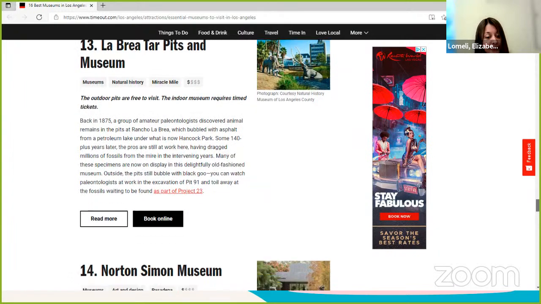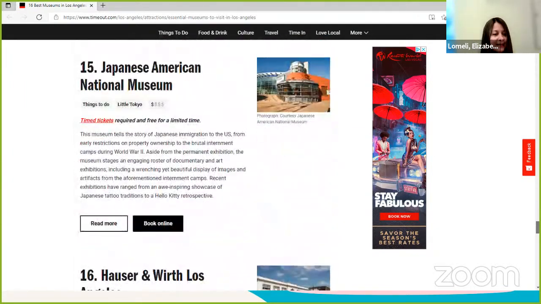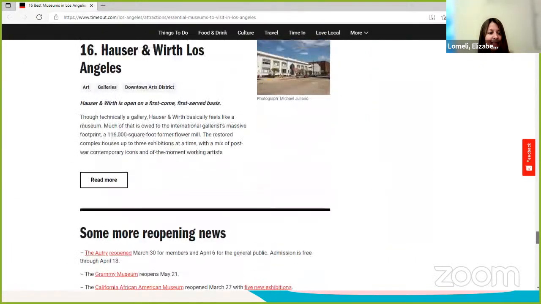And the Norton Simon Museum in Pasadena. And we've got 2 more: the Japanese American National Museum and the Hauser and Worth Los Angeles Museum.